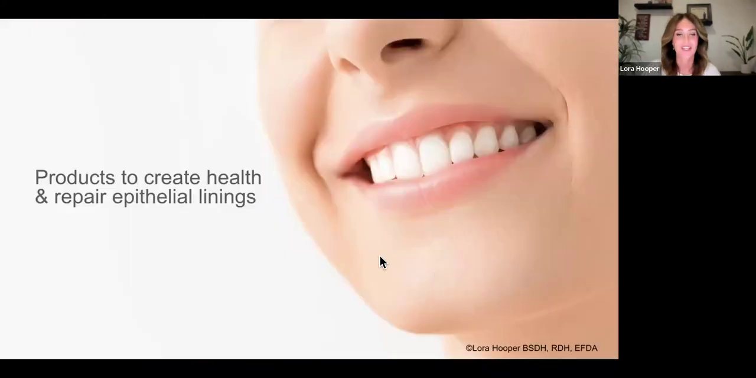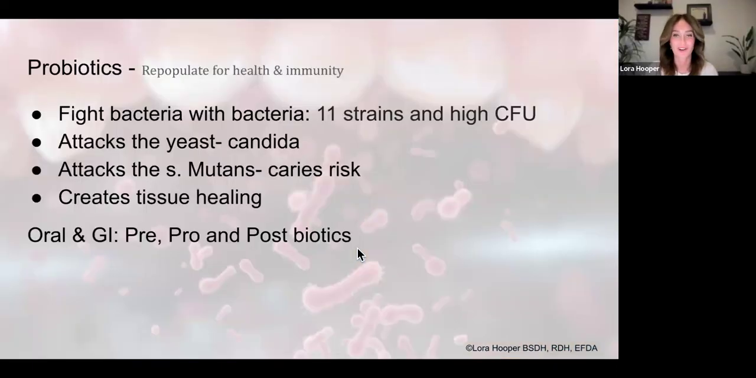for our patient. So let's look at products that actually do create health and don't create resistancy or increase that red complex. In fact, one of my favorite products are probiotics because they create health, but they also repair the epithelium lining that we need good integrity. And so probiotics, Stella Life, makes an oral probiotic that has 11 strains. It fights bacteria with bacteria. It affects and attacks our yeast, our candida. It's going to attack our strep mutans, our caries, and it's going to help create that healing.